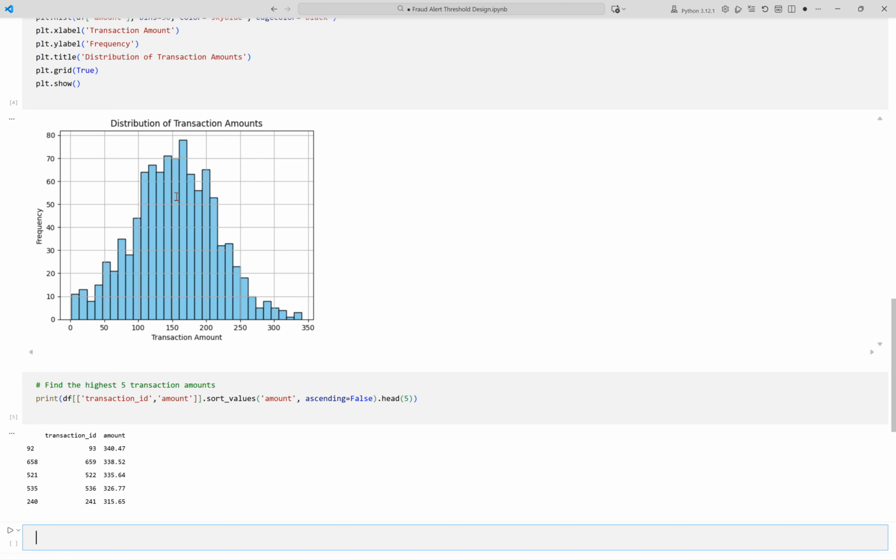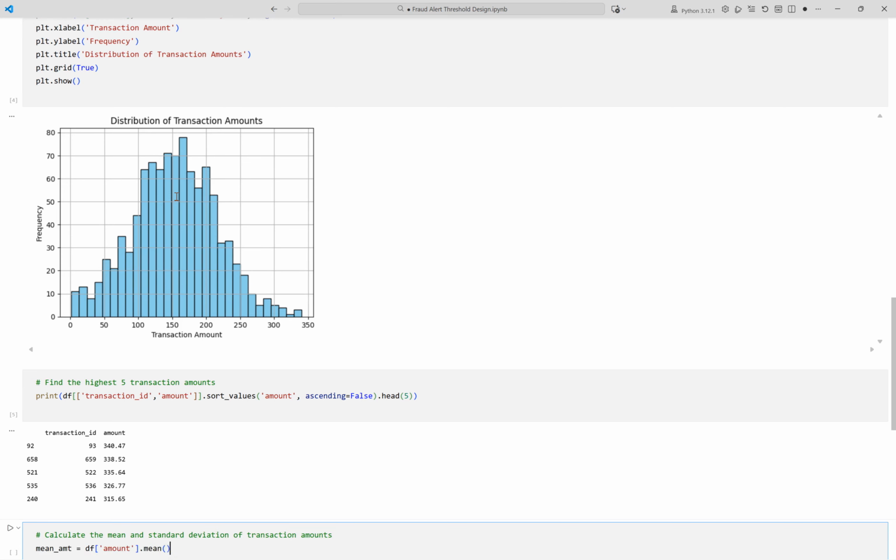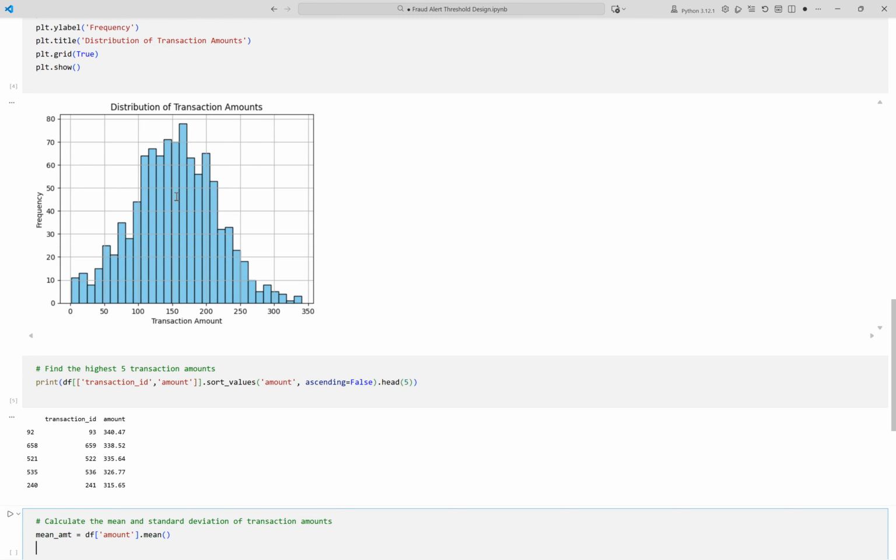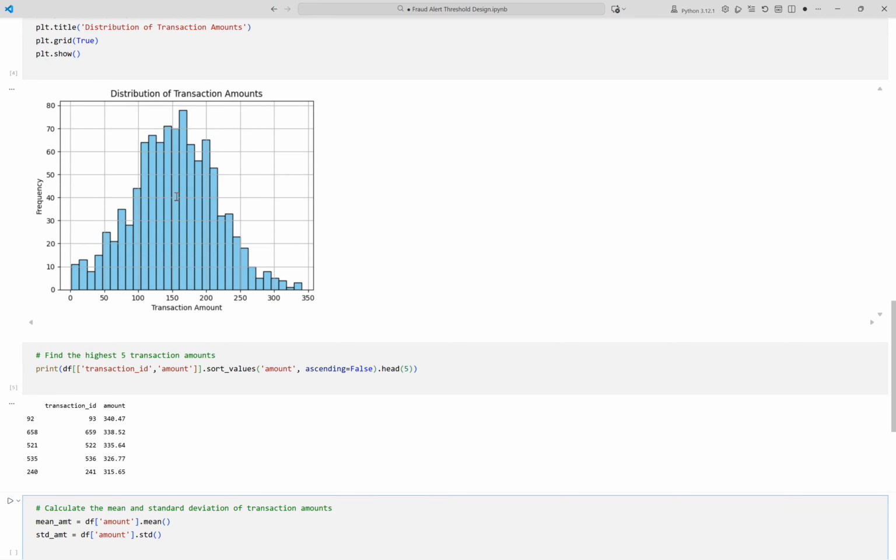We compute the mean of all transaction amounts. We calculate the standard deviation, which measures spread. We print the calculated mean so we know the typical value. We print the standard deviation for reference.